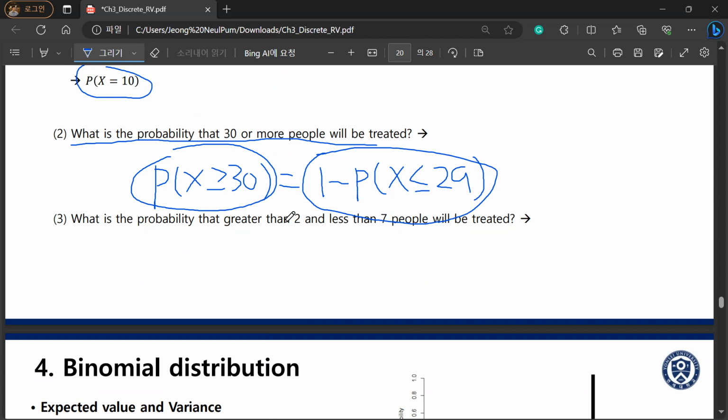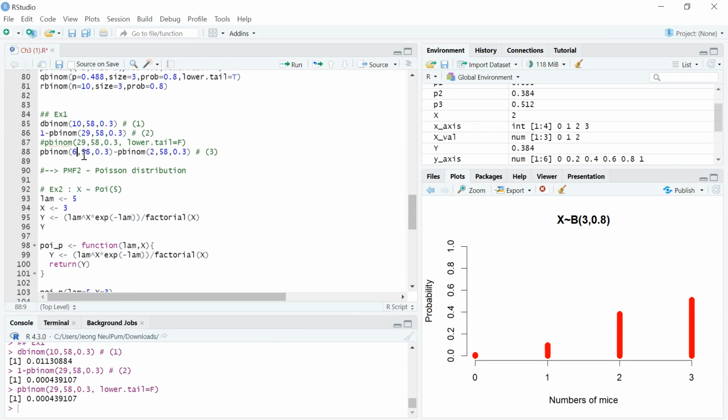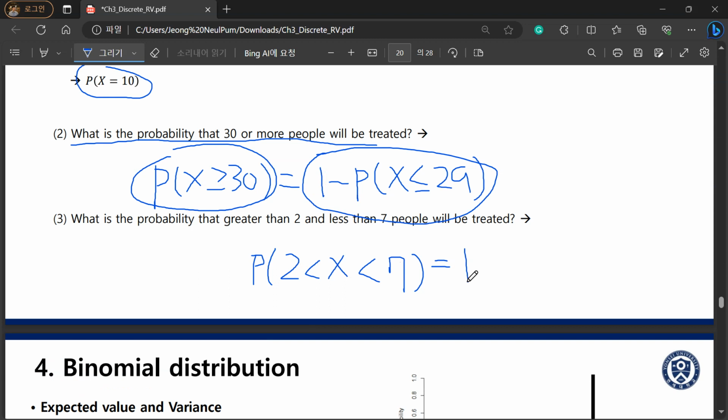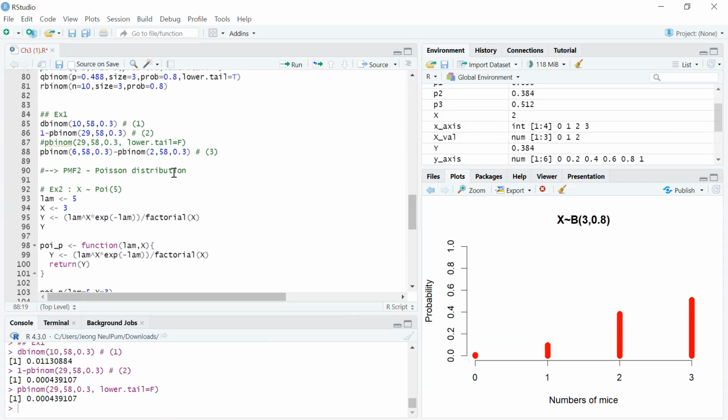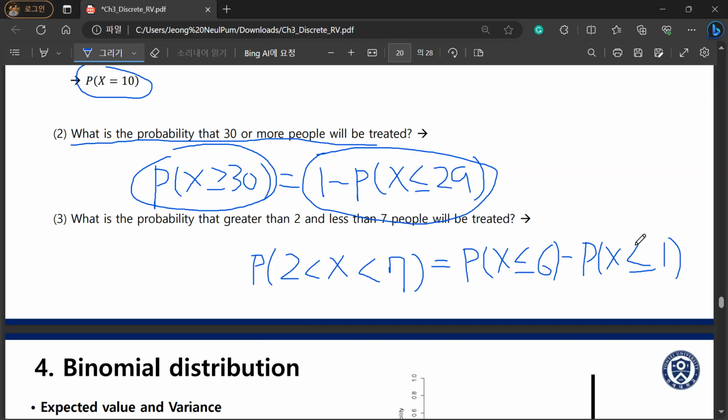So for question number 3, what we have to get is the probability when x is greater than 2 and less than 7. So actually, this is the same as the probability when x is less than or equal to 6 minus the probability when x is less than or equal to 2, sorry.